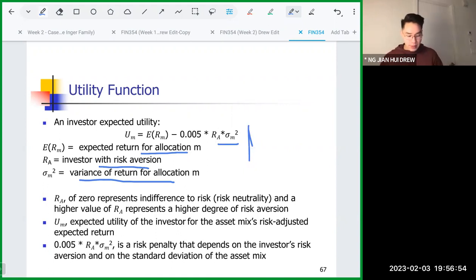Okay, so when RA is zero, it means that the investor is risk neutral. So he is not averse to any kind of risk. If you notice, the utility depends on the variance of the portfolio, which is the mix of the assets. So there is a penalizing portion here due to the negative, which is why the utility decreases as the risk on the portfolio increases.